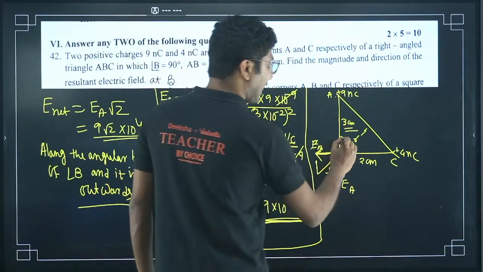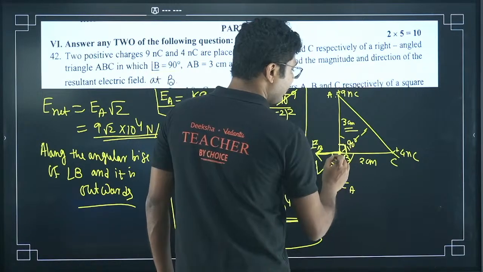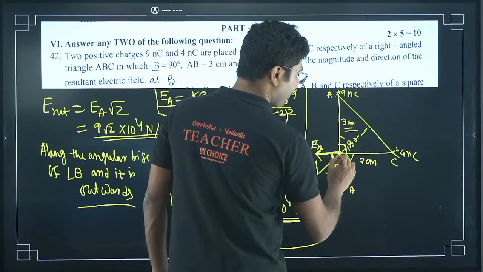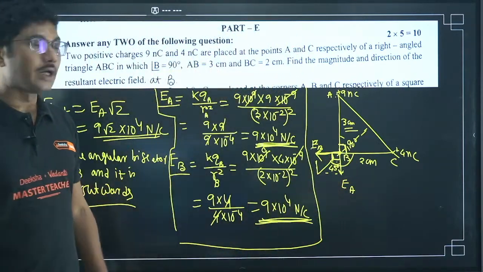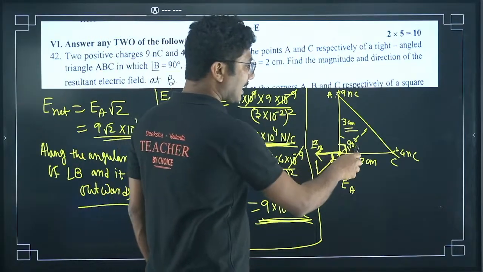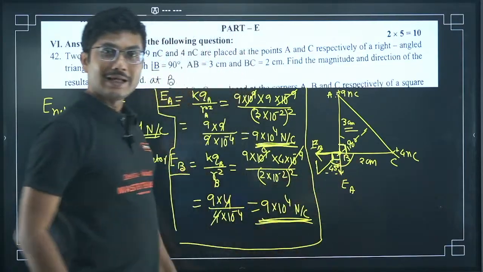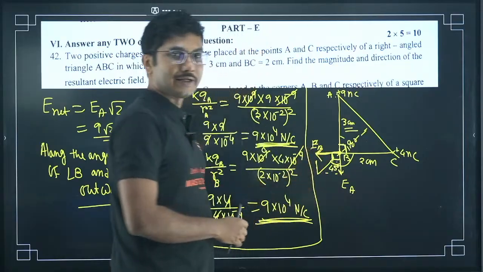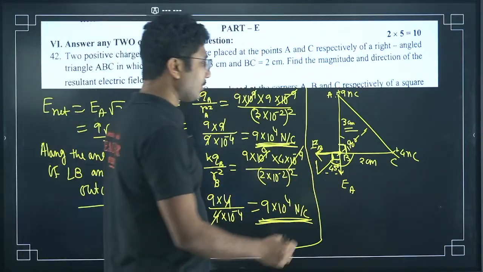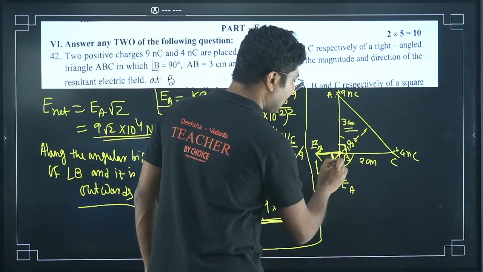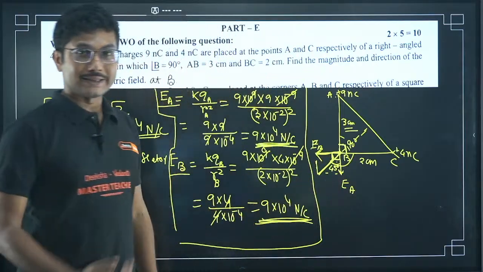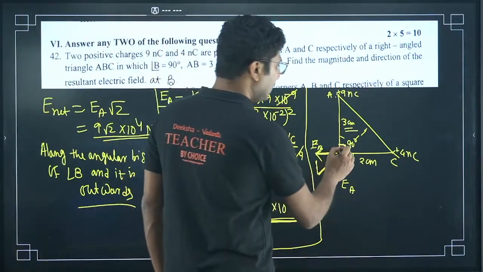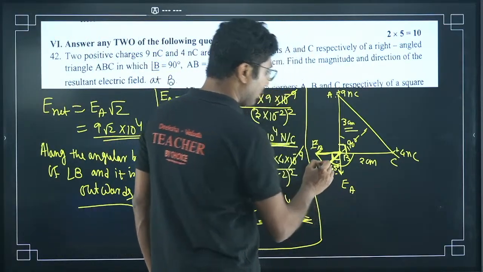So now this angle is given as 90 degrees. So by geometry, this is an opposite angle. So opposite angles are equal. So that means if this angle is 90 degrees, this will also be 90 degrees. This much is clear. Now because both are the same magnitude, the resultant will be along the angular bisector. Okay, it will be along the angular bisector.